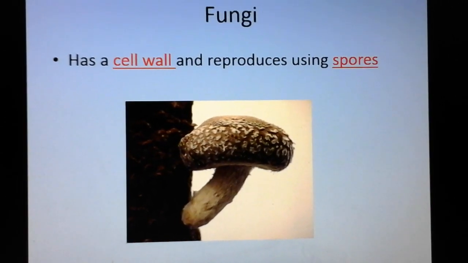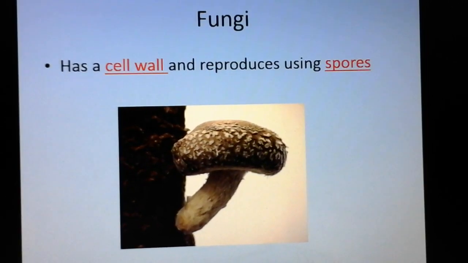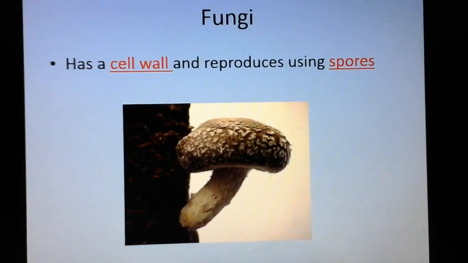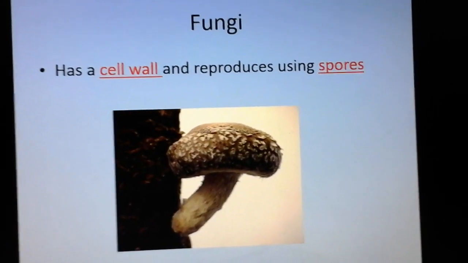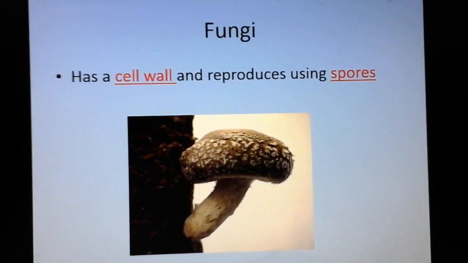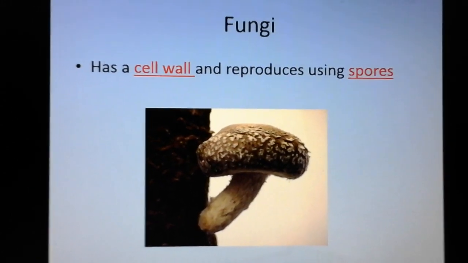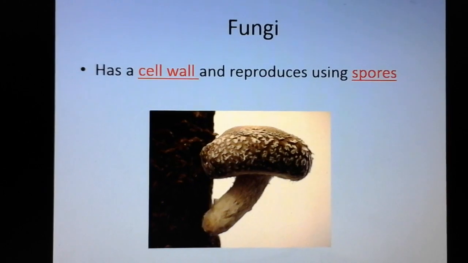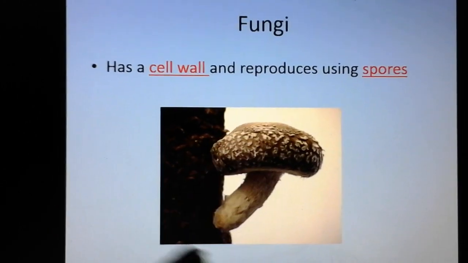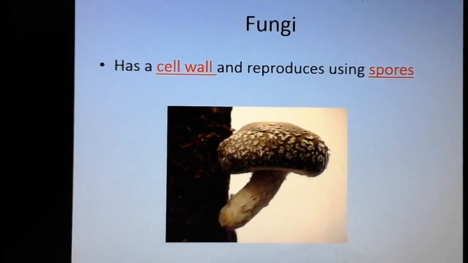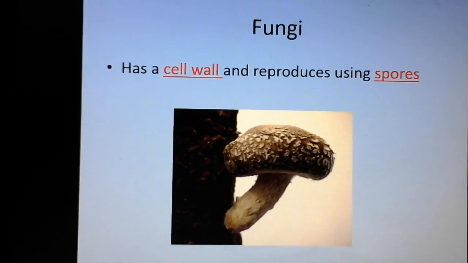And they also reproduce using these things called spores. Spores are how lower plants reproduce. They look like salt and pepper. They're these little cells with a shell, and they fall to the ground, and they crack open, and they grow into either the new plant or the new fungus. And when you actually see the fungus, like this mushroom here, you're actually seeing the reproductive structures of the fungus.